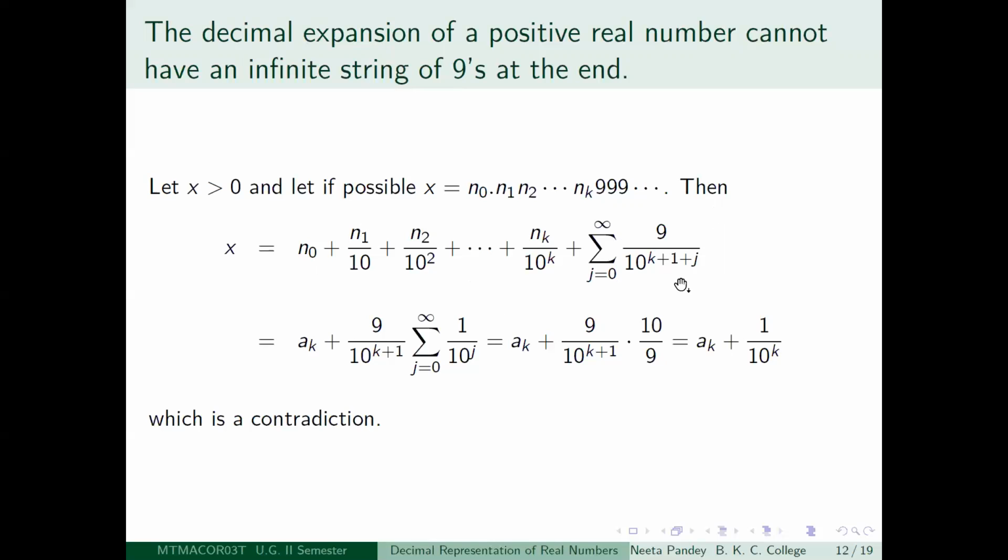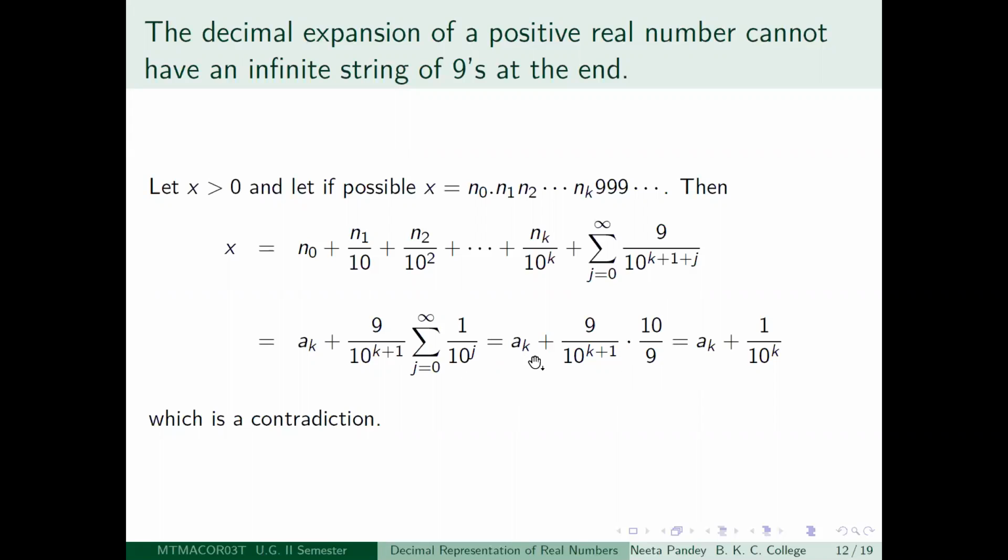And for this series, I also request you to believe for the time being that every term is positive, so you can take out the common factor. What is the common factor here? You notice it is just 9 divided by 10 to the power k plus 1. If you take out the common factor, the series left is summation j equals 0 to infinity of 1 by 10 to the power j. And this we saw just now is equal to 10 by 9.